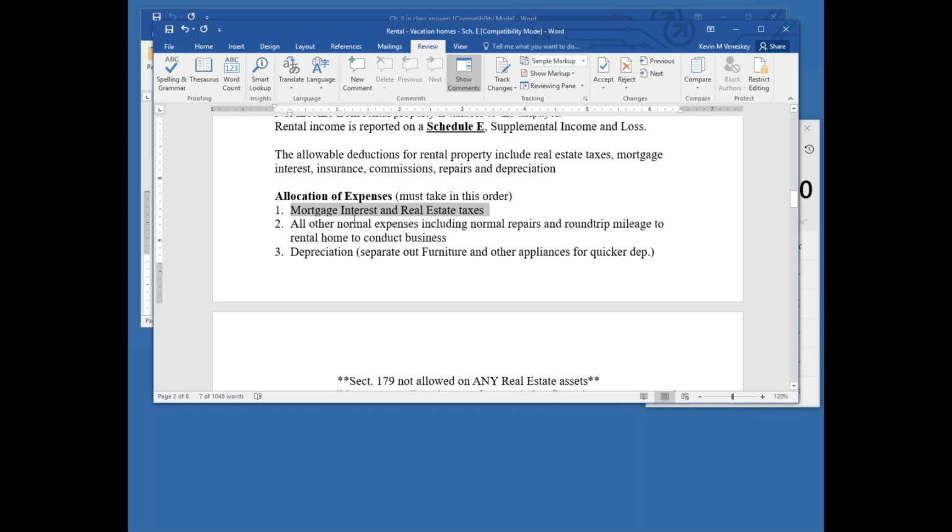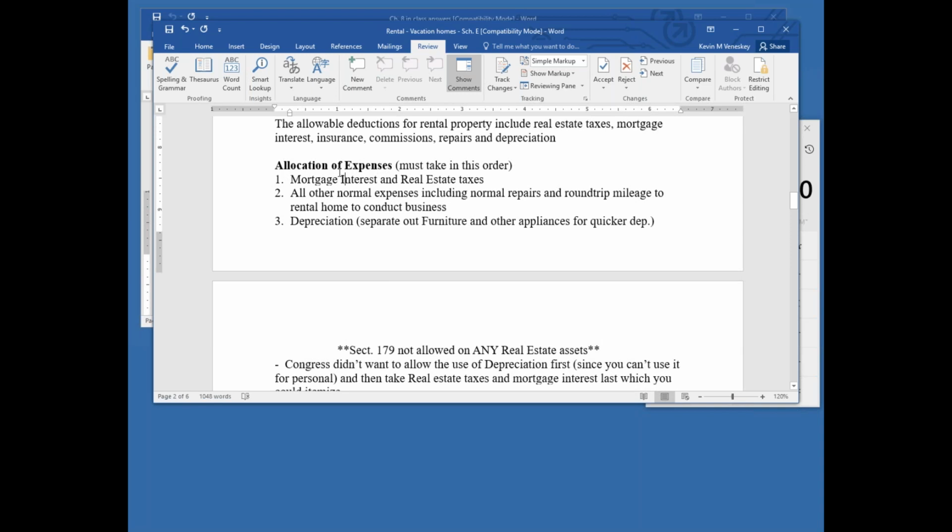With the vacation homes, we're going to begin to allocate some things. We're going to begin to allocate our mortgage interest in real estate. But with rental property, most of the time rental properties are 100% rented by somebody else. You don't use it any for yourself. So therefore, we take these expenses in this order. So your mortgage interest and real estate taxes and all your other normal expenses to keep the property going.